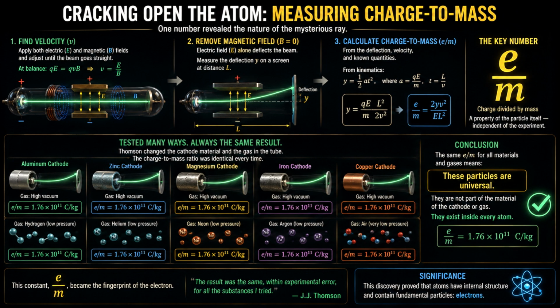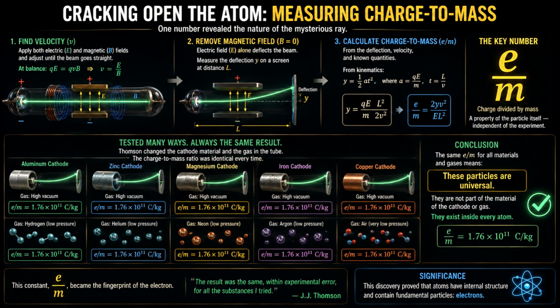From this deflection, combined with the velocity, he could calculate the ratio of electric charge to mass for the particles in the beam, written as charge divided by mass, or e/m. This single number became the key to everything that followed. Thomson tested different cathode materials and different residual gases inside the tube, and the charge-to-mass ratio came out the same every time. That consistency was crucial.